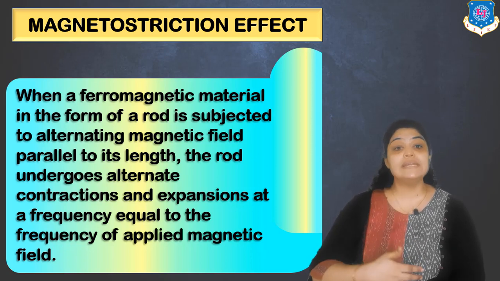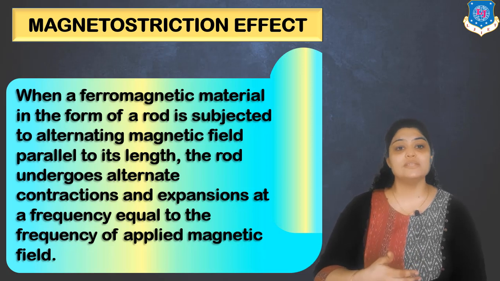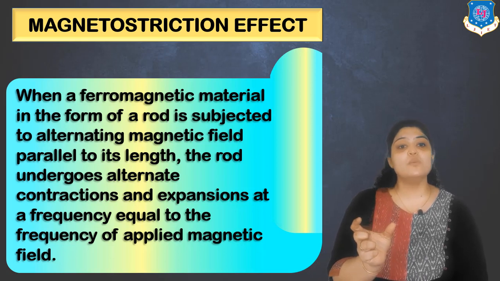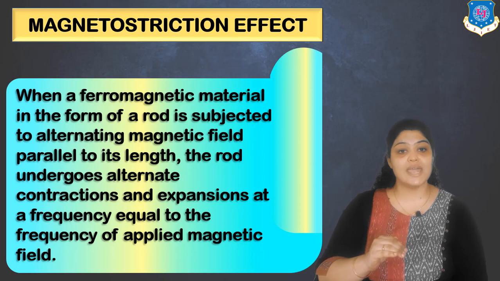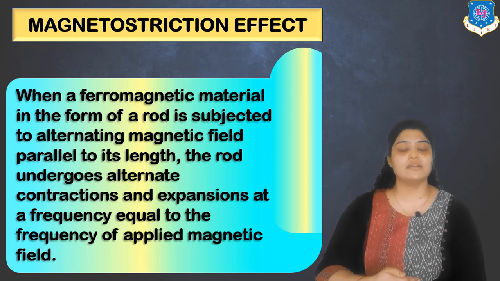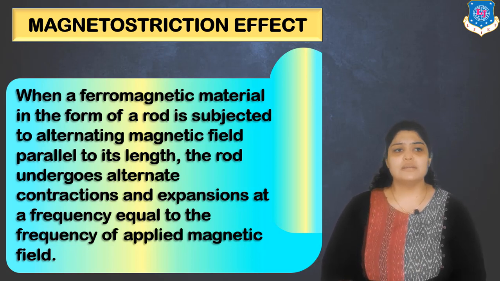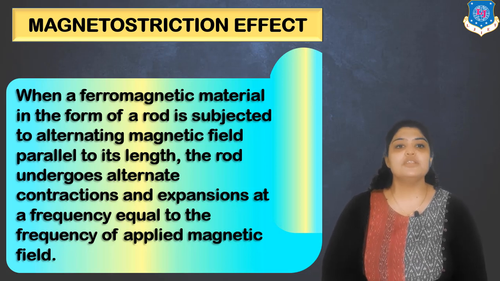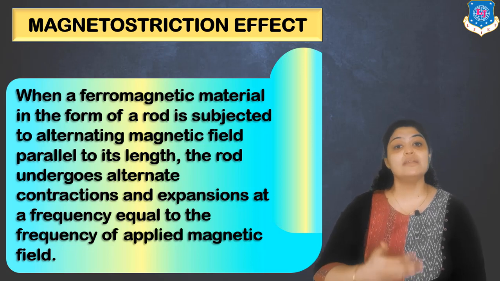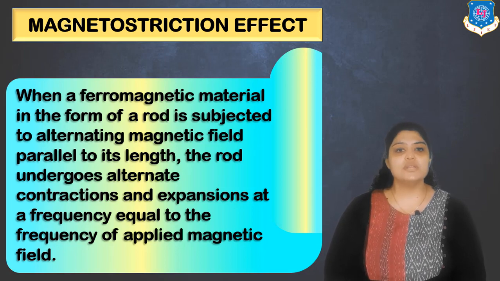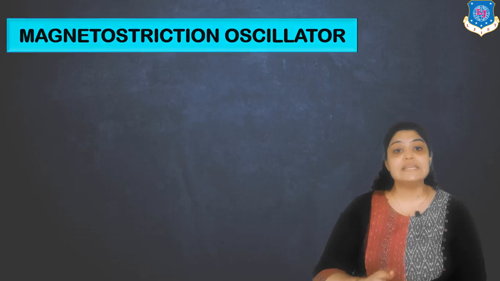So if you are alternating the magnetic field at a very high frequency, the rod will also expand and contract at the same frequency. And if the rod is vibrating at this frequency in the nearby space, that is air, it is creating vibrations of very high frequency, and this is how we say that ultrasonic waves are generated. But practically, if you hold a ferromagnetic rod and alternate the magnetic field manually, it's not possible. So for that we need an oscillator, a circuit which automatically alternates the magnetic field, and thus it gives us ultrasonic waves. Now we'll discuss what a magnetostriction oscillator is.